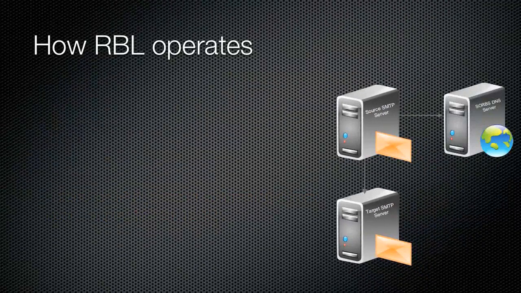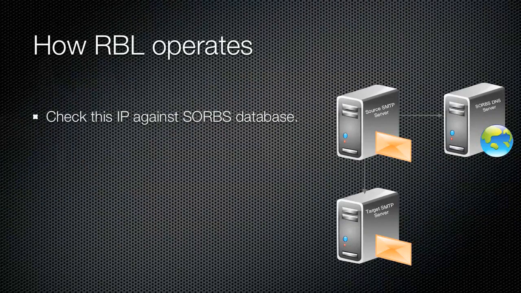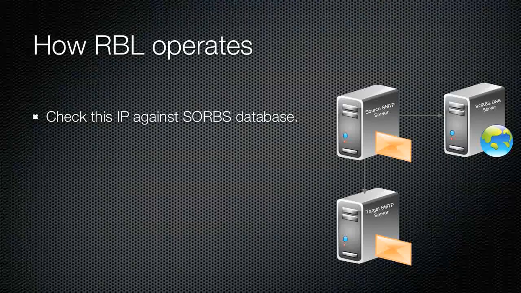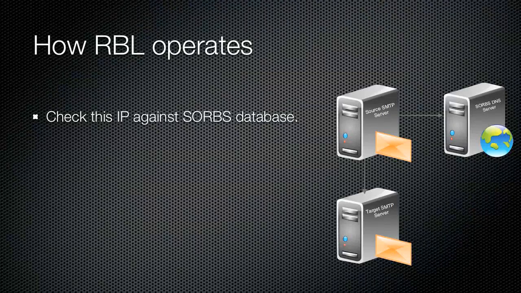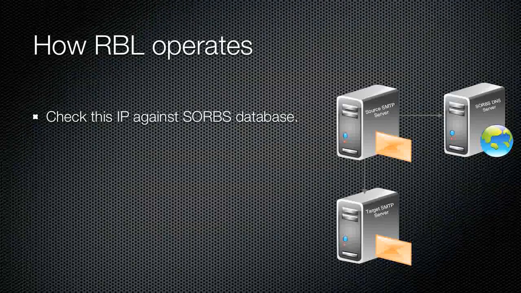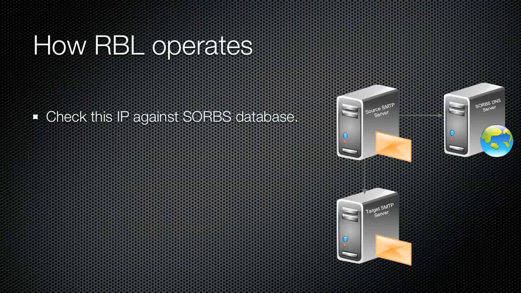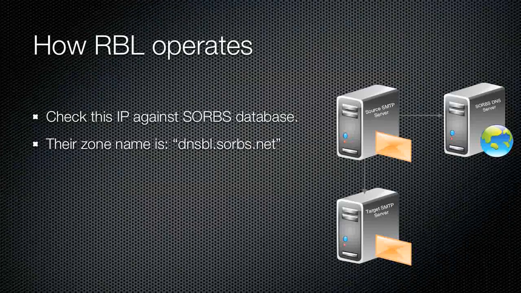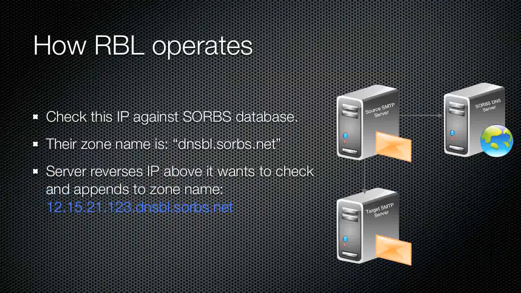Now you want to formulate a request to the Sorbs database, to one of them. There are many, and there's also an aggregate Sorbs list that includes all the lists. So let's say you want to ask, is this IP blacklisted or not? You formulate a request to their zone name. This is a general zone name, including all the lists, dnsbl.sorbs.net. So what you do is you reverse the IP that you got in the previous step.